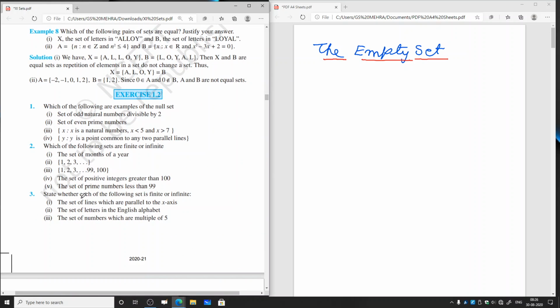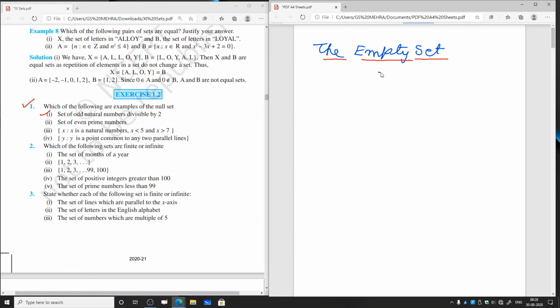Next we will go to exercise 1.2. Exercise 1.2, question number 1. Which of the following are examples of the null set? First one: set of odd natural numbers divisible by 2.